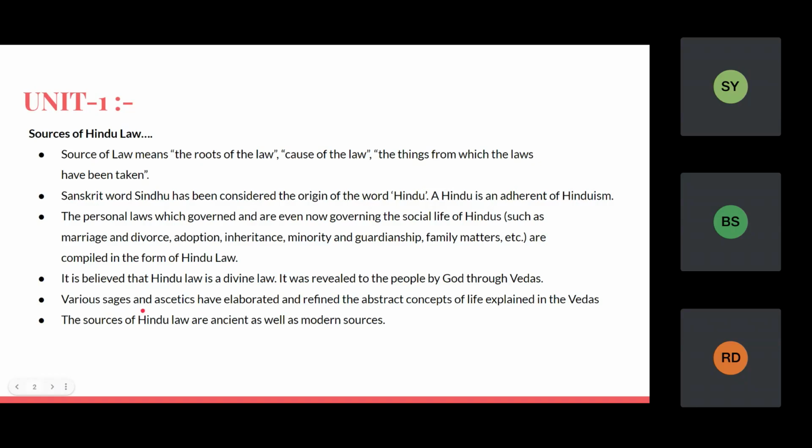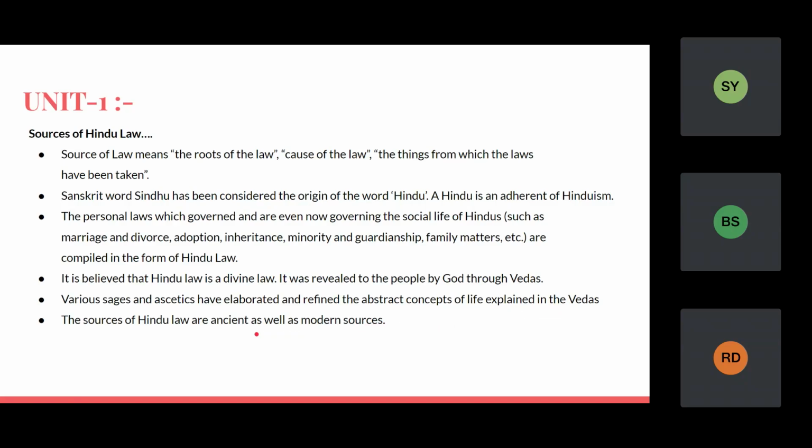Now, various sages and ascetics. Ascetics are nothing but monks, sannyasis, and all those people who have renounced the world and given up all worldly pleasures. So sages and ascetics are one and the same. They mean sannyasis, monks, etc. Various sages and ascetics have elaborated and refined the abstract concepts of life explained in the Vedas. In the Vedas, it is written in a comprehensive language, and no one can make sense out of that.